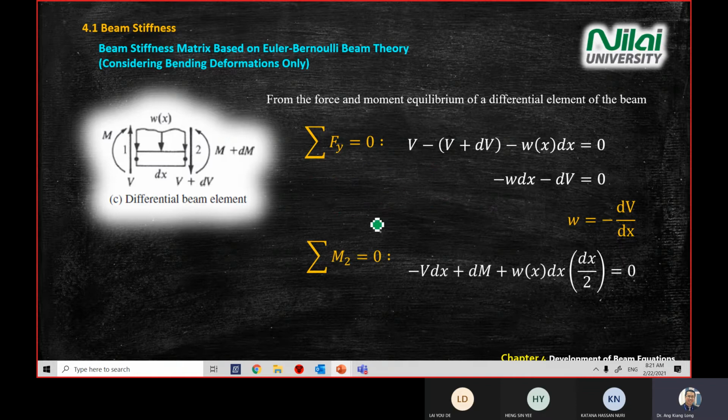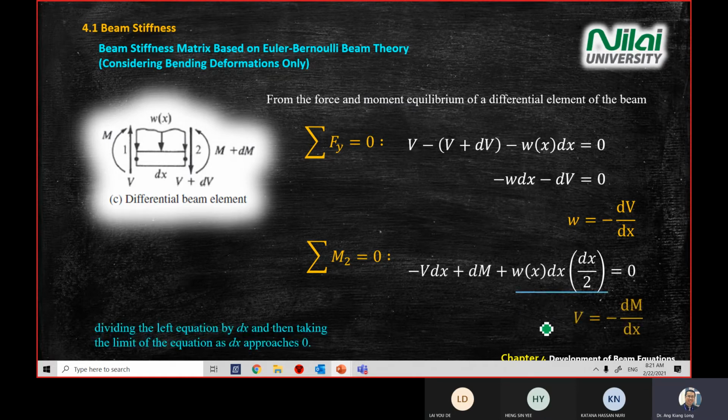And if we take the second equation, which is all the moment equal to 0 at point number 2 here, we will get the second equation, which is V equal to negative dM. dM is your moment, opposite. So in this case, again, recall how we define all the notation, all the positive and negative.